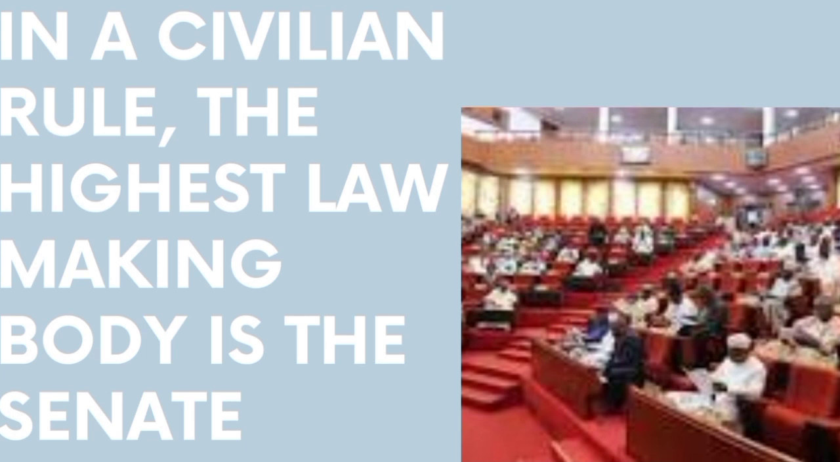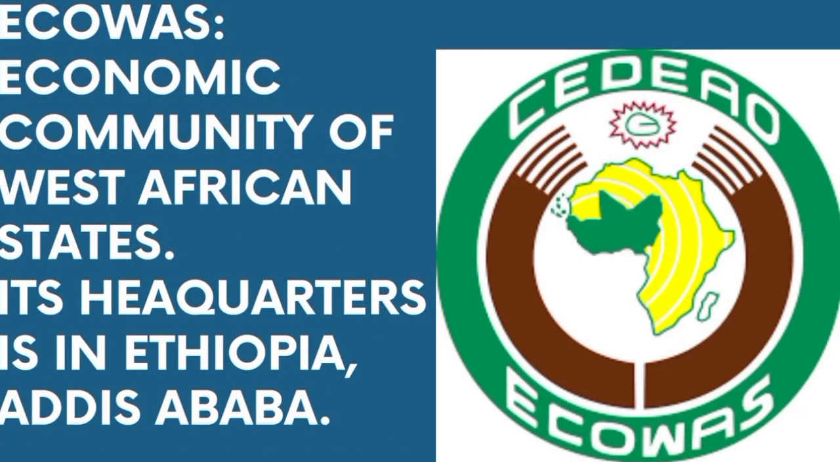Now, in a civilian role, the highest lawmaking body is the Senate. You know, we have three arms of government: legislative, executive, and the judiciary. So, it's the legislative that has the Senate as the highest law making body because the legislature makes the laws. The image before you is that of ECOWAS.